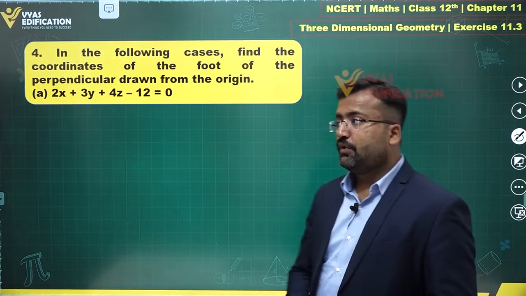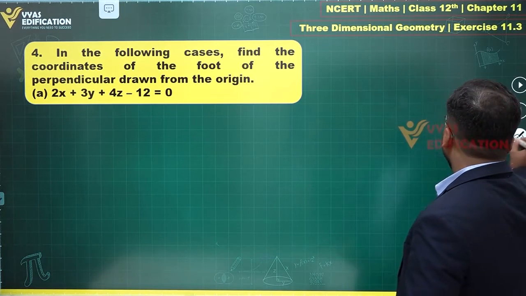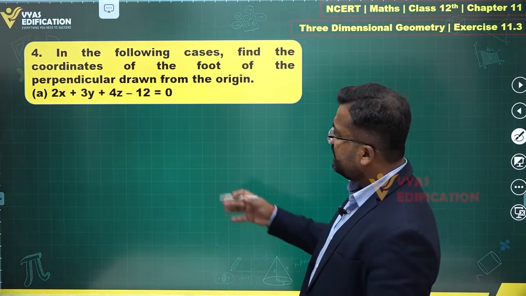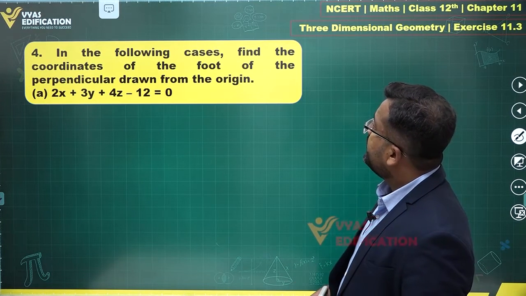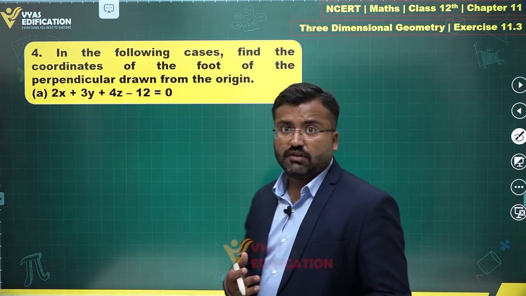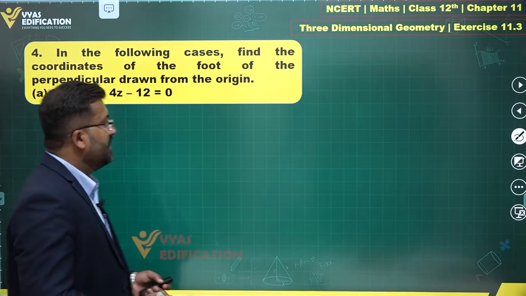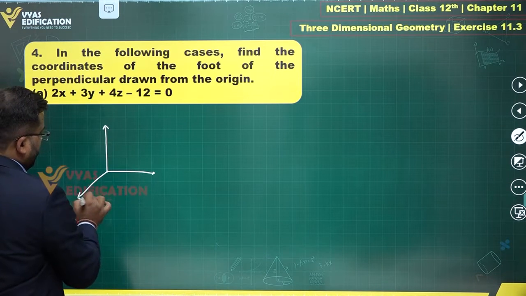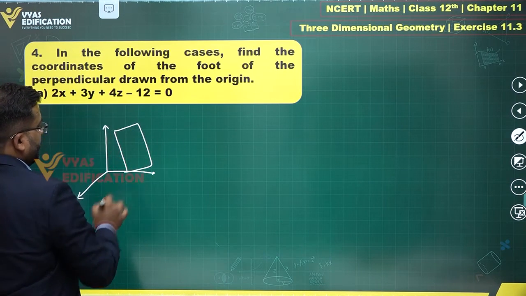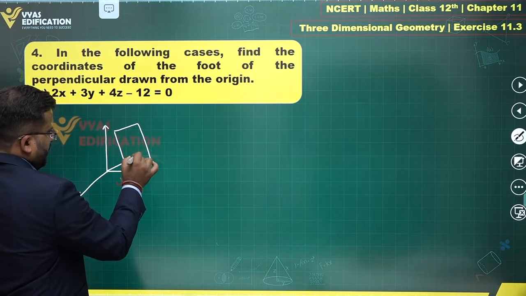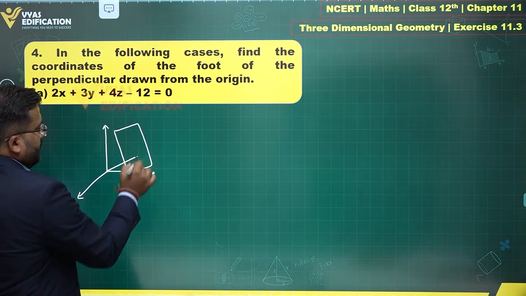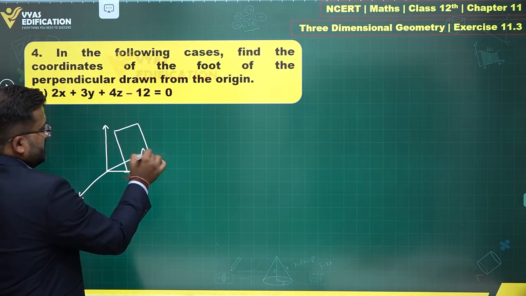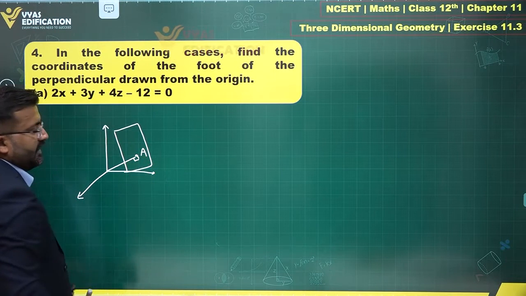Let's discuss question number 4. The fourth question says, in the following cases, yes, there are a certain number of cases over here, find the coordinates of the foot of the perpendicular drawn from the origin. How will we deal with this one over here? Let's take a look at this question by drawing the diagram first of all. Let's say there's a plane and from the origin you drop a perpendicular, with some foot of the perpendicular like this. Okay, this is coordinate A, this is the perpendicular, right?